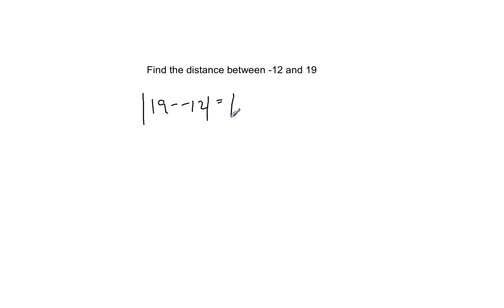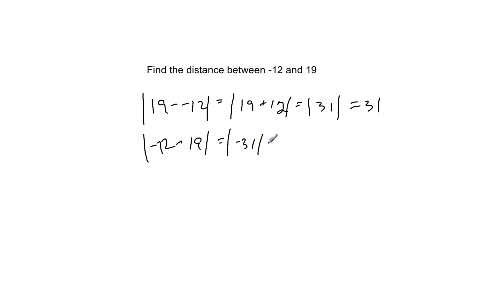That becomes the absolute value of 19 plus 12, which is equal to the absolute value of 31, which is equal to 31. Alternatively, I can take the absolute value of minus 12 minus 19, which is equal to the absolute value of a negative 31, which is equal to 31. And that concludes the lesson on finding the distance between two numbers.